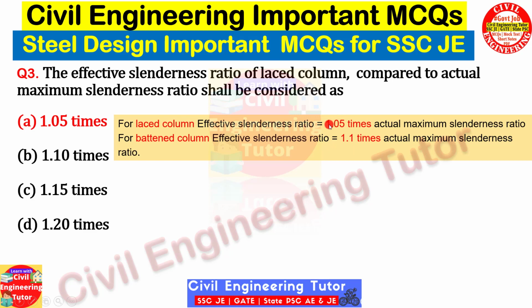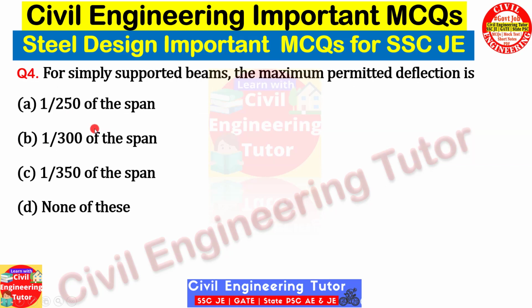You have to remember this, because the question may be asked as: the slenderness ratio is increased by, with options like 5%, 10%, 20%. So in this case for laced column it is 5% and for batten column it is 10%. Here the correct answer is laced column, so the correct answer will be 1.05 times.